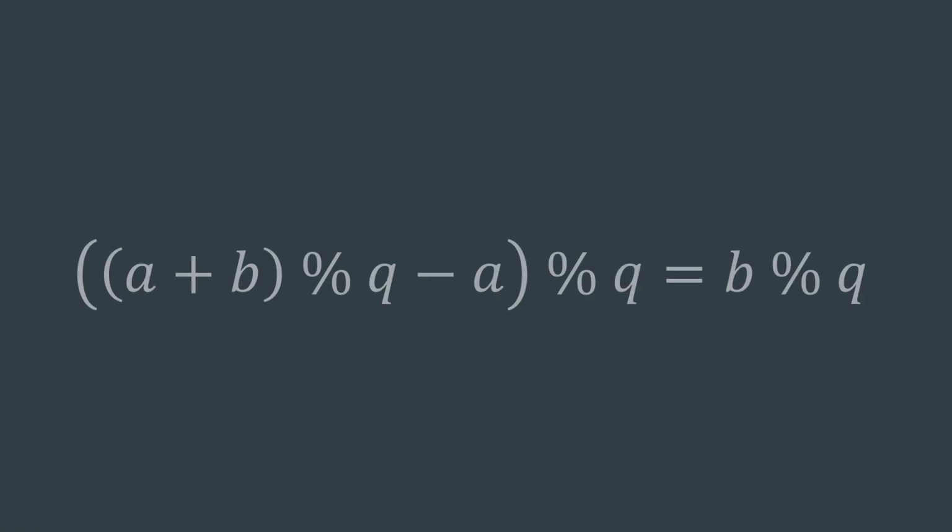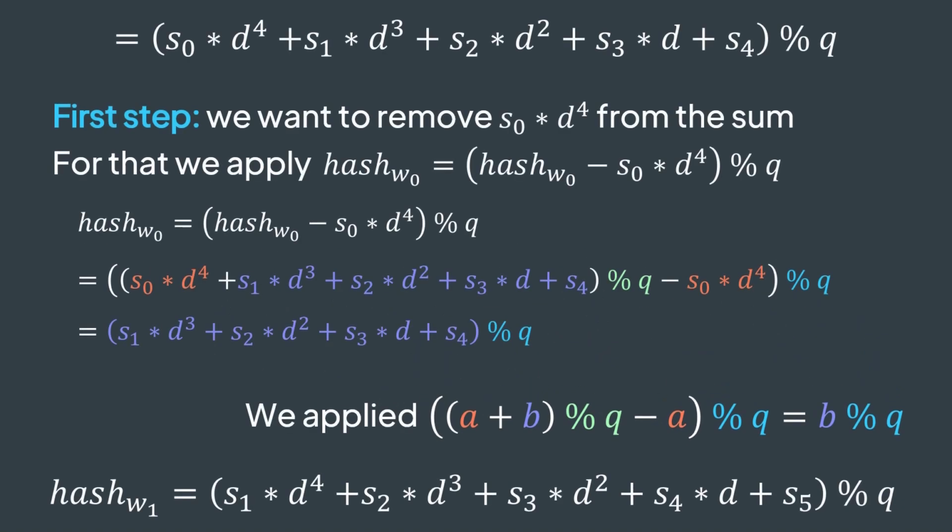We have that a plus b modulo q minus a, all that modulo q, is equal to b modulo q. By putting a and b like this, a gets removed. A is s0 times d power 4. So by subtracting it and putting the result modulo q and using the law, we get b modulo q, where b is the sum but without the first term.